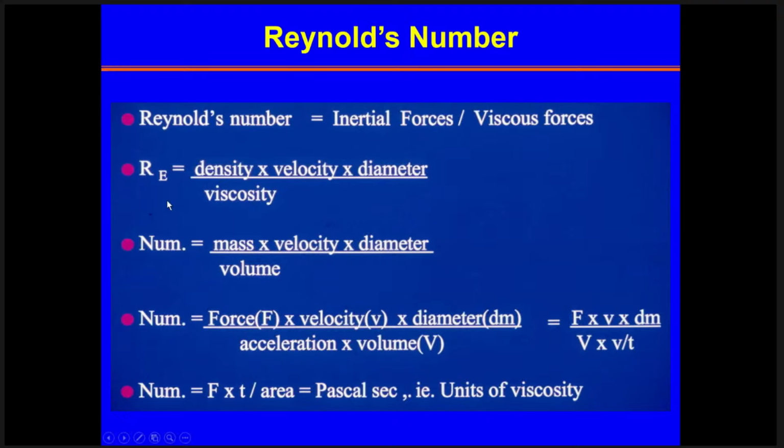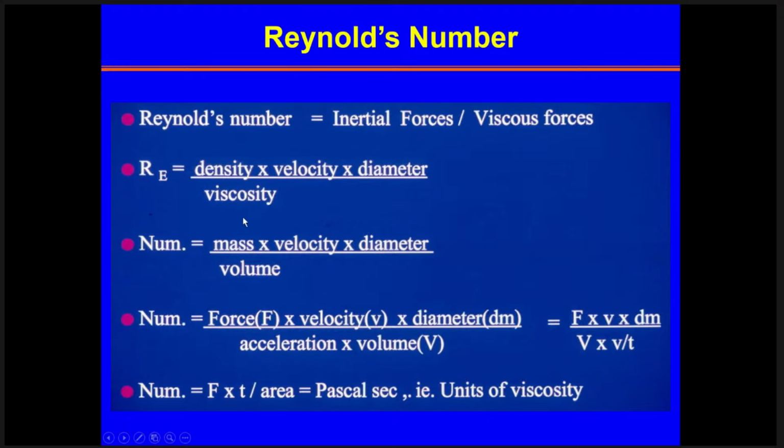Let's look at why the Reynolds number is a dimensionless number. In the numerator of the Reynolds number, and as determinants of inertial forces, we see the product of density, velocity, and the diameter of the vessel. In the denominator, it's viscosity. Remember that the units of viscosity are Pascal second. So now let's see if the numerator has the same units as the viscosity.